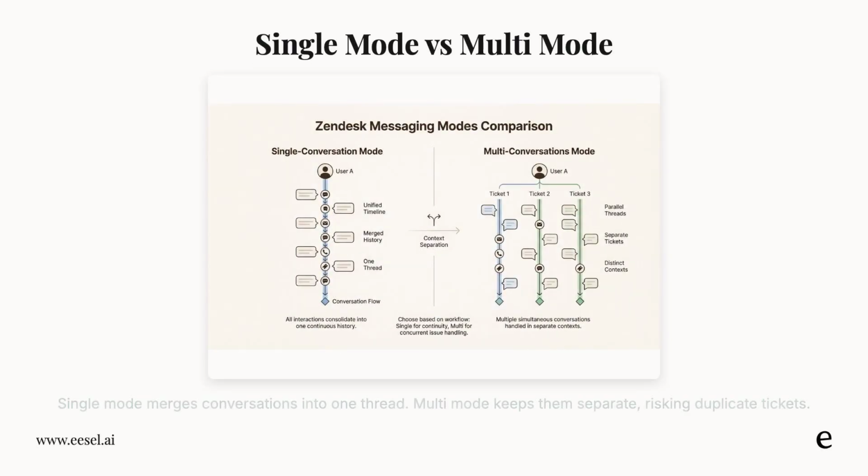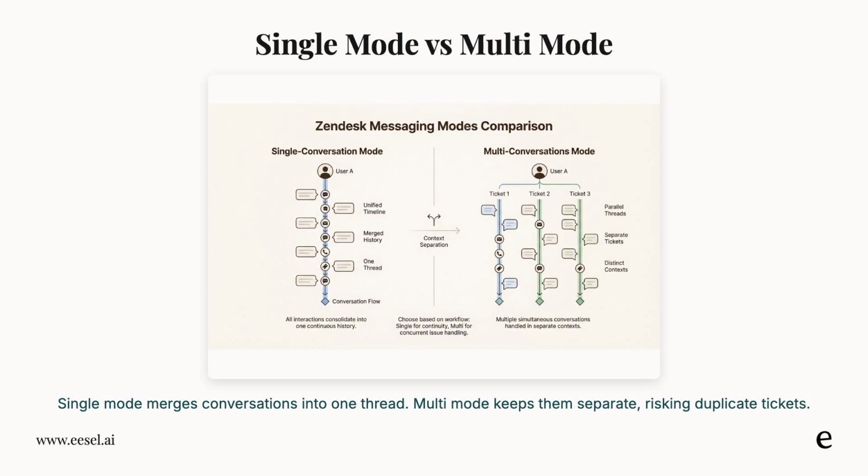In single conversation mode, when a user merges, their conversations merge into one continuous thread. In multi-conversations mode, conversations stay separate even after user profiles merge, which can result in duplicate tickets for the same issue. For most teams, single mode is the right choice unless you have a specific reason to keep conversation threads separate.